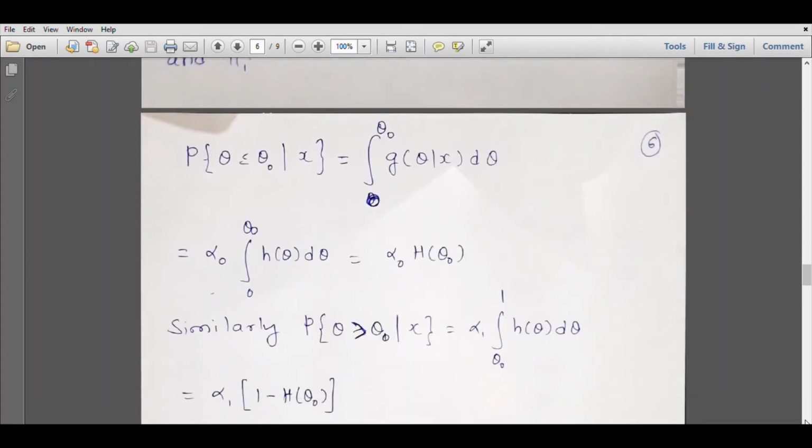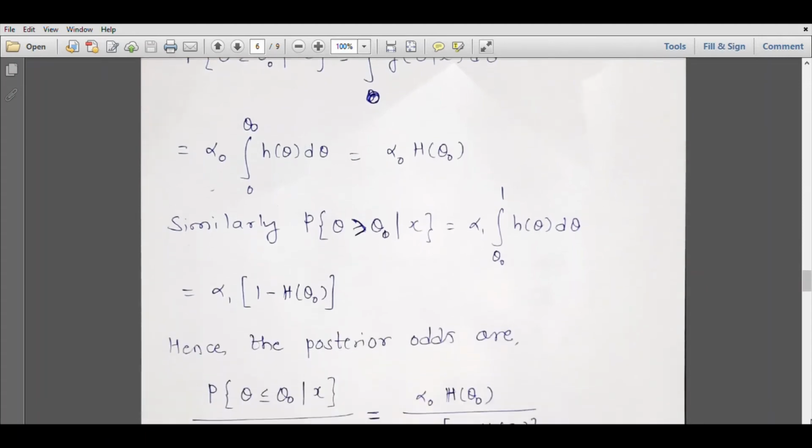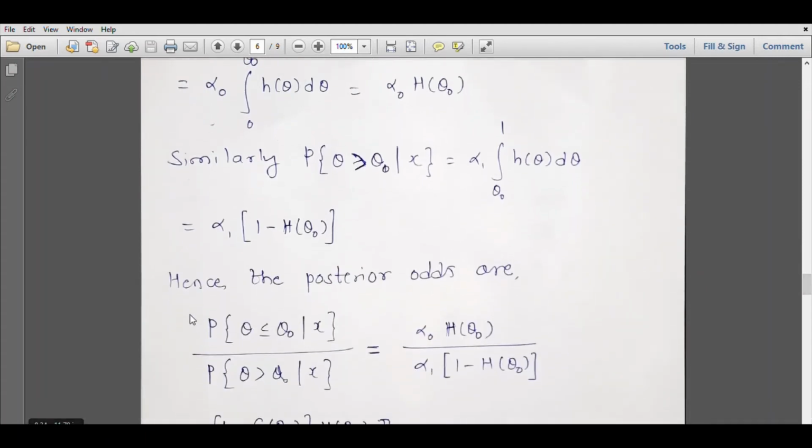So the posterior probability will be simply integration 0 to theta naught g theta given x d theta. So it will be alpha naught times h theta d theta over the range 0 to theta naught. So it will be simply alpha naught H theta naught. Similarly, the posterior probability of H1, that is theta greater than theta naught given x, will be alpha 1 times 1 minus H theta naught. So the posterior odds will be probability of H0 given x upon probability of H1 given x, which will be alpha naught H theta naught upon alpha 1 times 1 minus H theta naught.